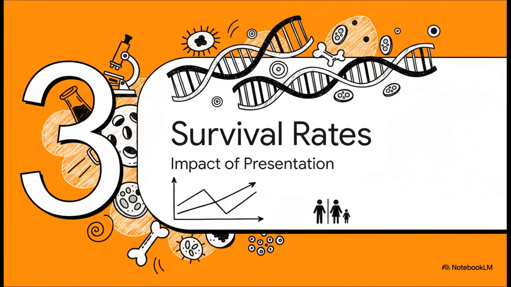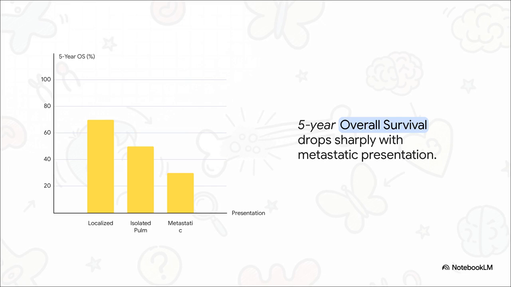All right, up next is Section 3, survival rates by presentation. This is the hard data you're going to need to quote to your patients and their families. Notice that massive, steep drop-off in 5-year overall survival based on how the disease presents. If your patient has localized disease, that 5-year overall survival sits around 70%. If they present with an isolated pulmonary metastasis, that number takes a hit, dropping to about 50%.